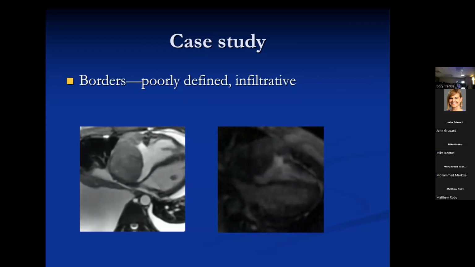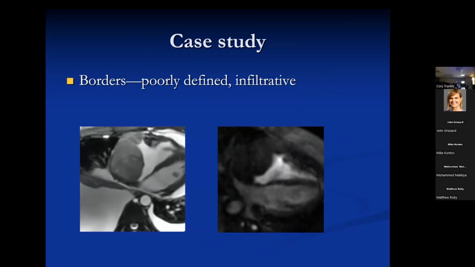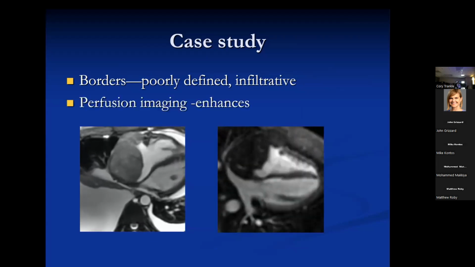Here's another case of the same disorder in a different patient. Poorly defined boundaries, enhances aggressively on perfusion imaging, as you can see there.